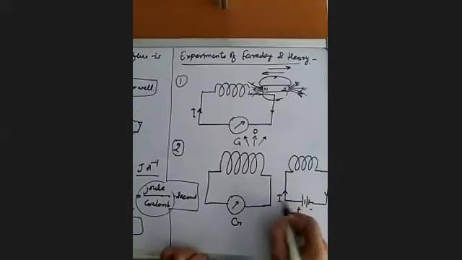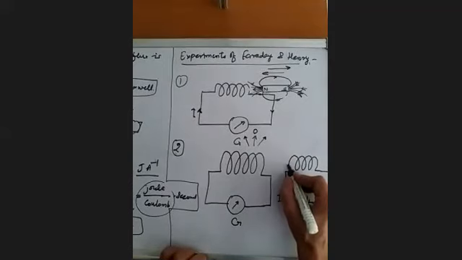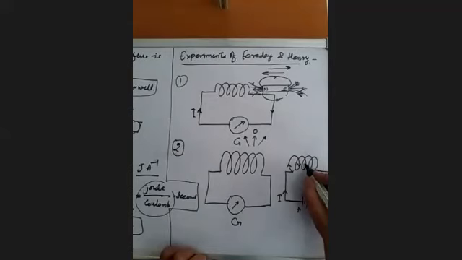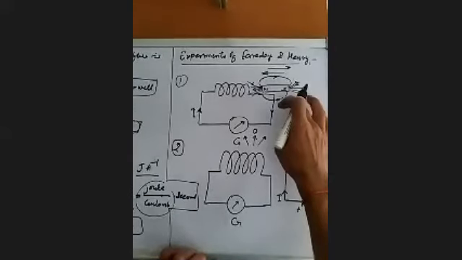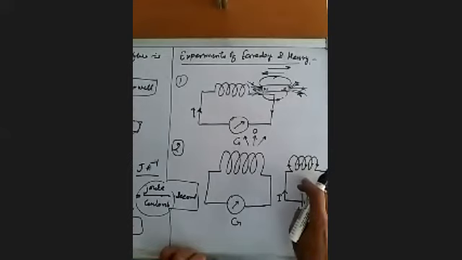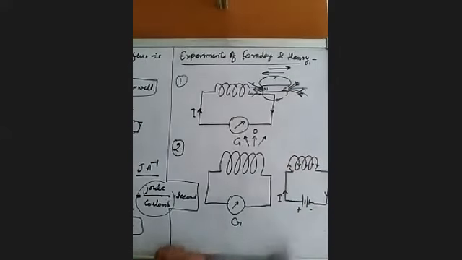So when current is flowing in this coil, what happens? We know when current flows, there is a magnetic field developed around the coil. It behaves just like a magnet, because the magnetic field around a tightly wound solenoid is similar to the magnetic field due to a bar magnet that we have already discussed. So there is a magnetic field around this coil, as if there is a magnetic field around a bar magnet.